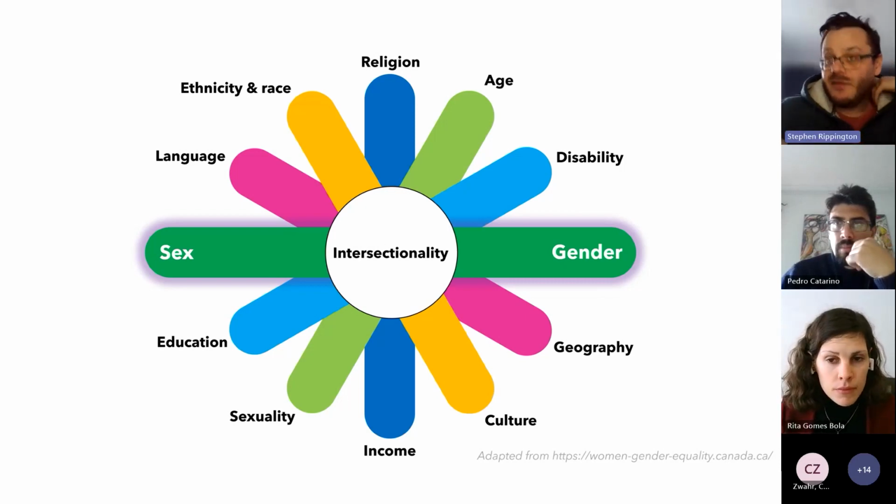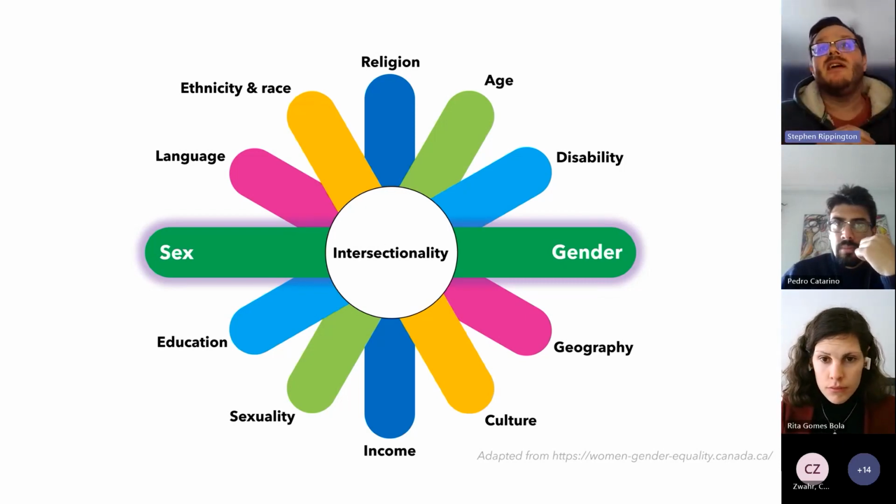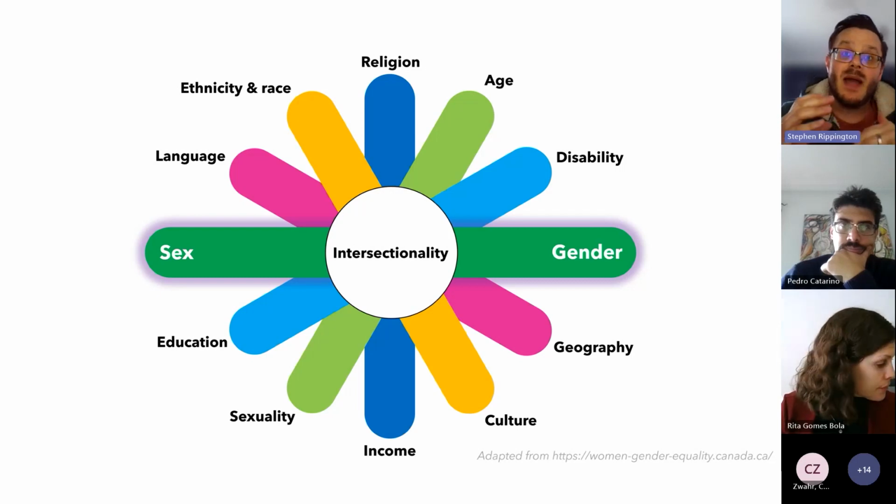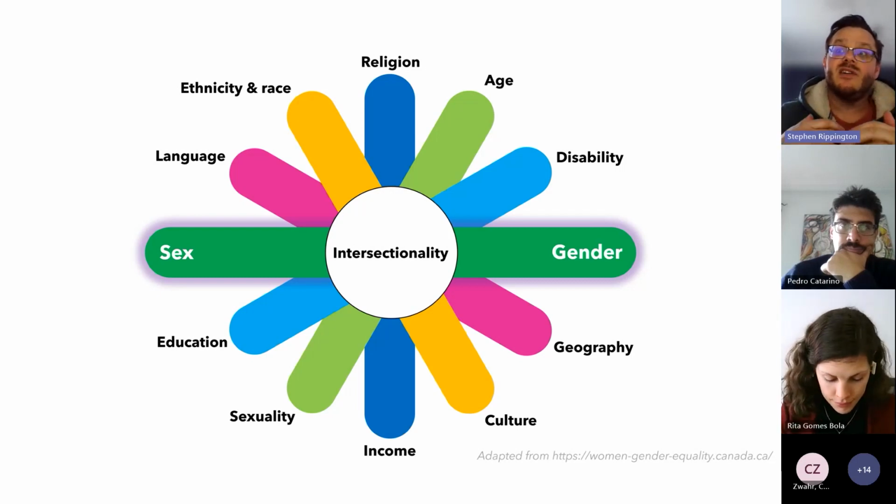Okay. So I've just highlighted here some of the other social grouping systems that we should bear in mind. So whenever we're thinking about sex and gender, we also need to think about how they intersect with these other groups as well.